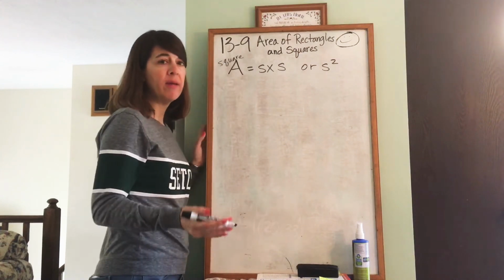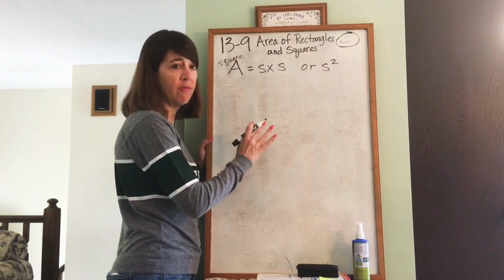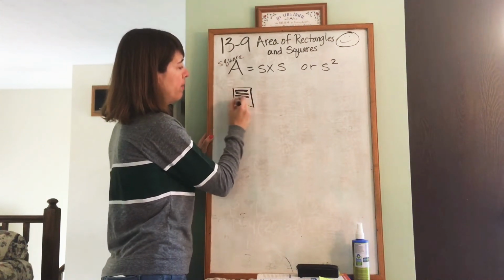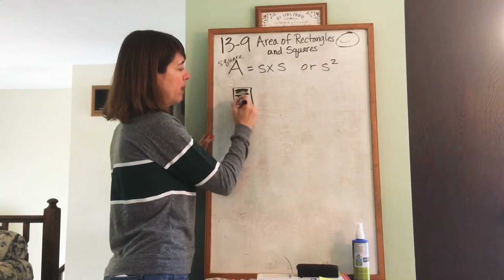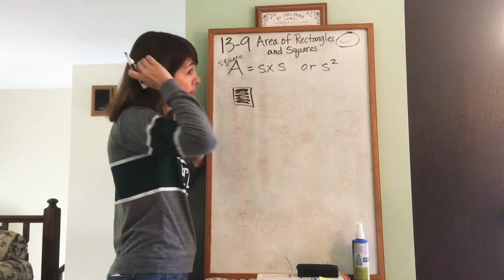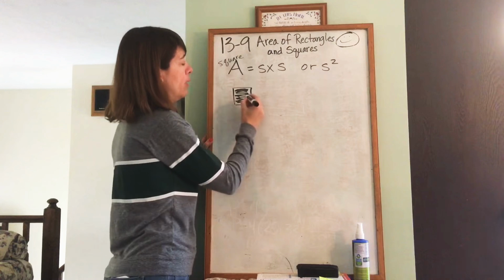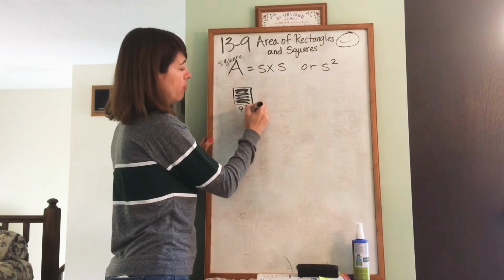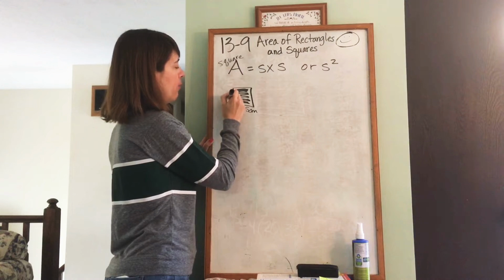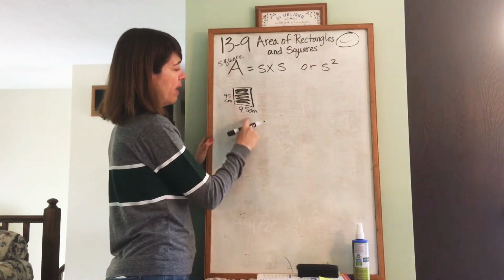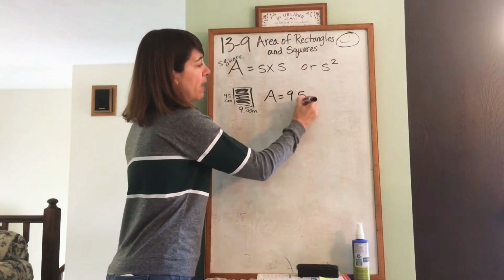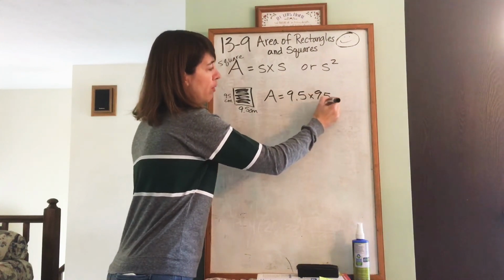Remember that area is the space inside of the figure. So if you've got a square, then the area is all this space in here, all the way to every edge and every space, even though I didn't color that all in. If it is 9.5 centimeters, then because it's a square, it's 9.5 centimeters over here, and that's your side times side. So area equals 9.5 times 9.5.